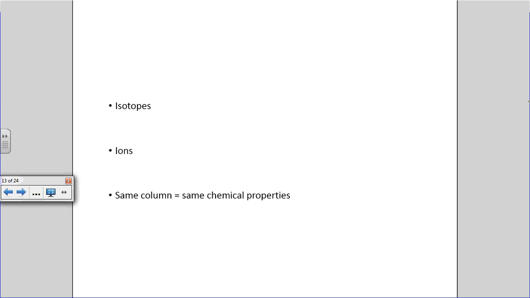Next we need to talk about some special cases of atoms. First we'll talk about isotopes. An isotope is an atom of an element with a non-standard mass.